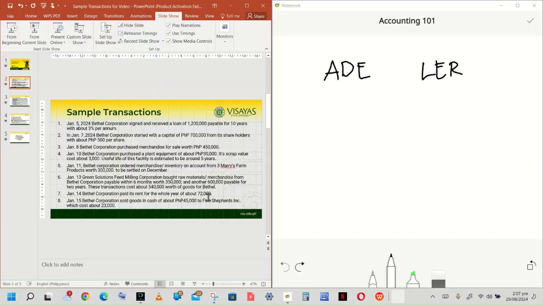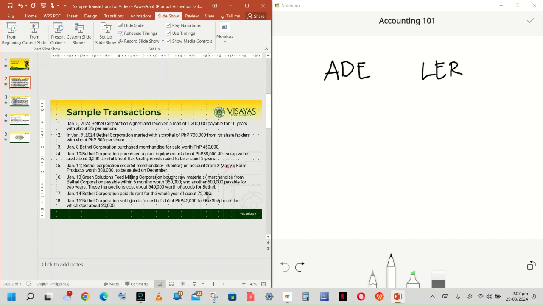On the first transaction on January 5, it says here that Bethel Corporation signed and received a loan of about 1.2 million pesos payable for 10 years with an interest of 3% per annum. First, in analyzing a transaction, let's see what accounts could possibly be affected. If Bethel Corporation received a loan, one of the things that will be affected will be its cash.